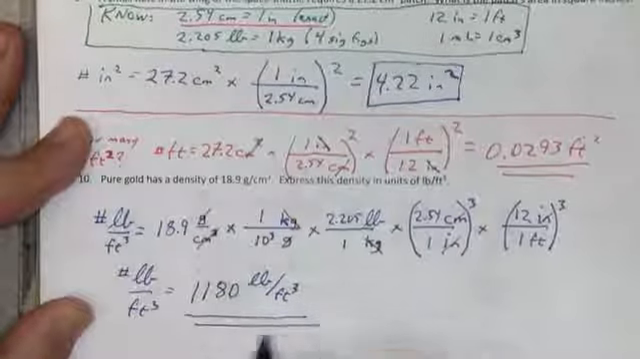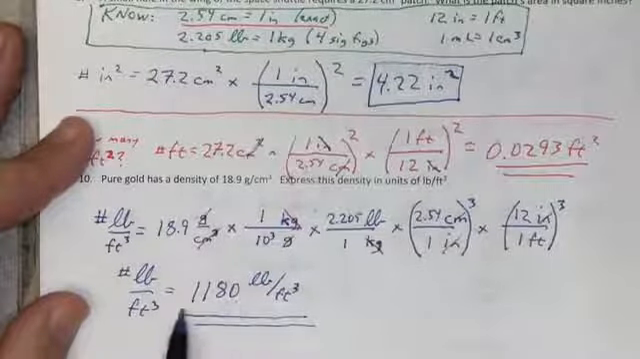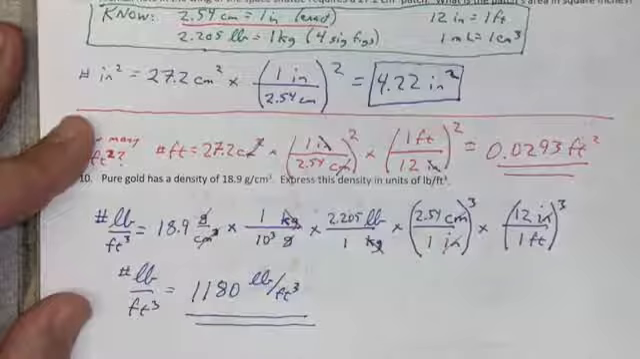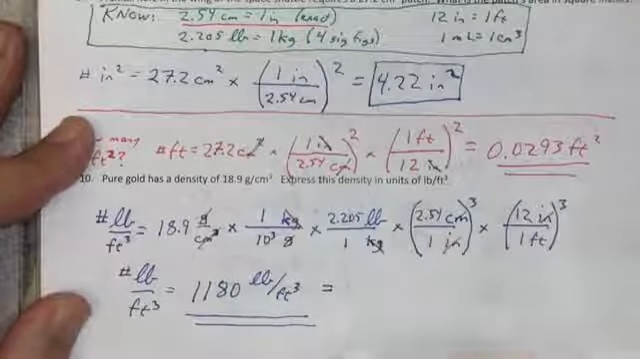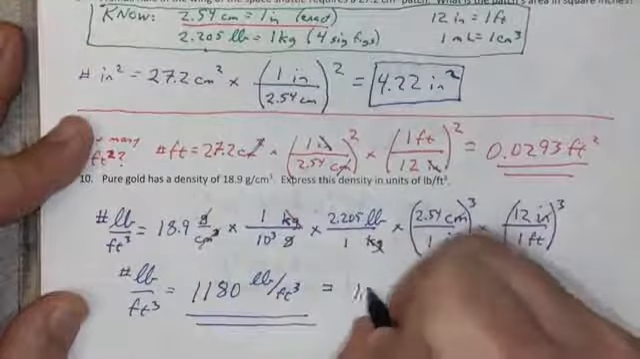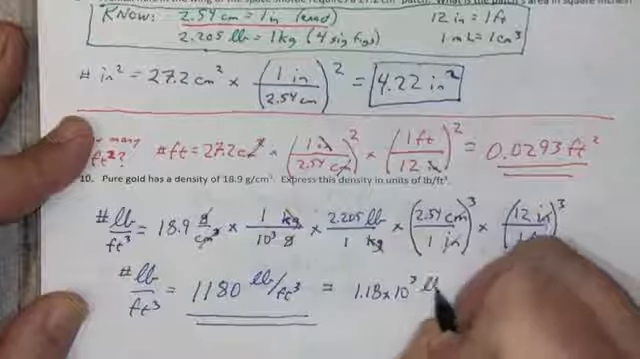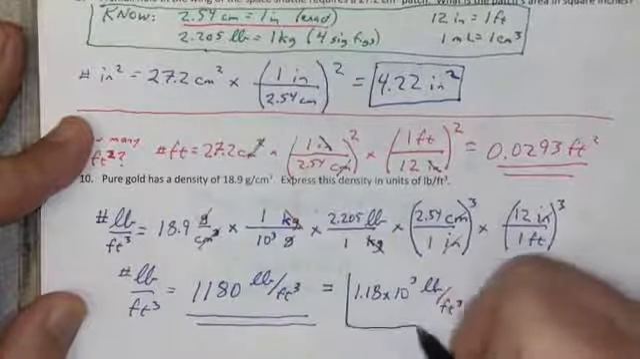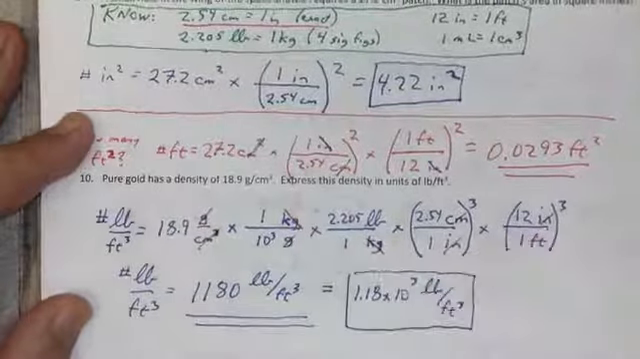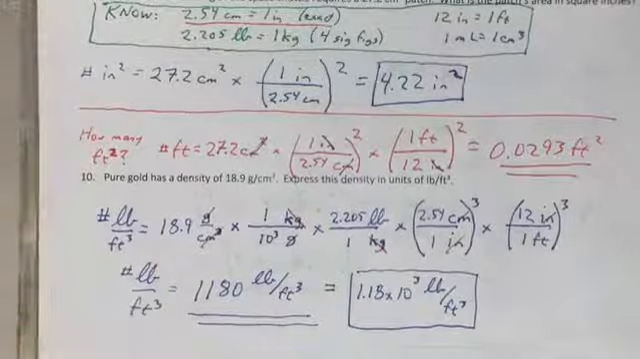There'll be 3 significant figures. Remember, a 0 at the end of a number that does not have a decimal place is not significant. So this has 3 significant figures. If we want to, we can write this using scientific notation to emphasize that there's 3 significant figures: 1.18 times 10 to the power of 3 pounds per cubic foot. Okay, that was number 10.